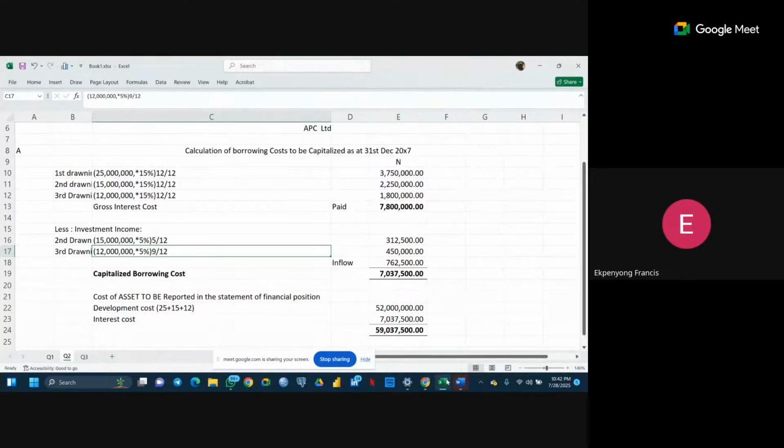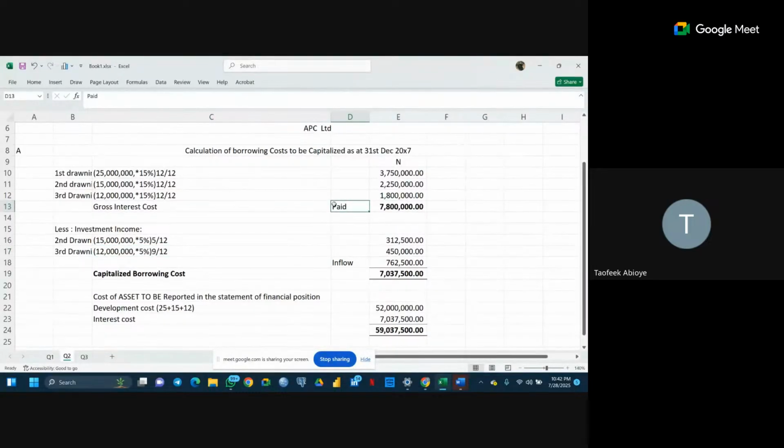This 7,800,000 is now the cost of the investment and the cost of the borrowing fund also. Then when paying it back to the people that APC borrowed the money from, are we going to add the 52 million plus the 7,800,000 and give them, or are we adding the 52 million plus 7 million, 37,500? Because I think this one is an income and the other one is an expense cost also. Okay. Thank you very much.